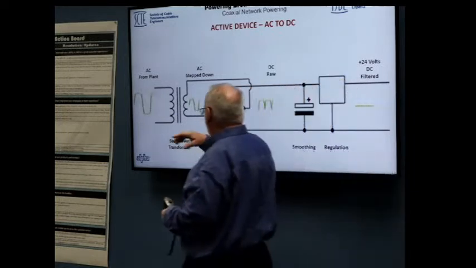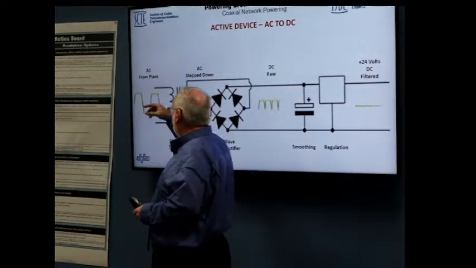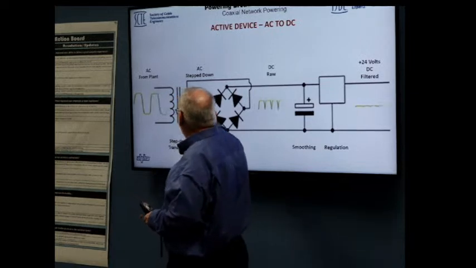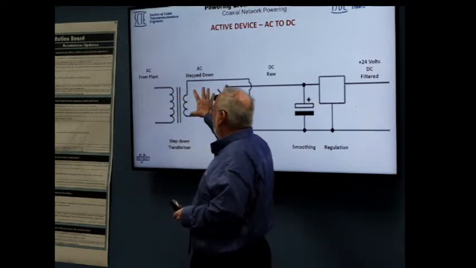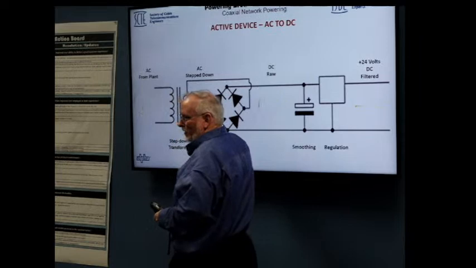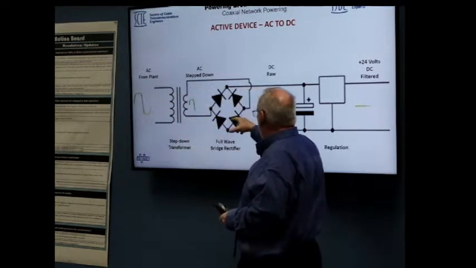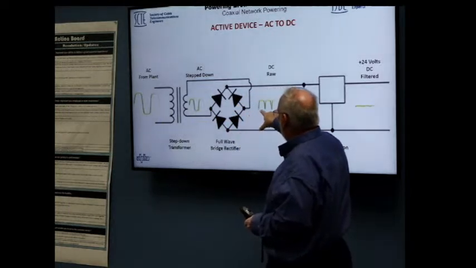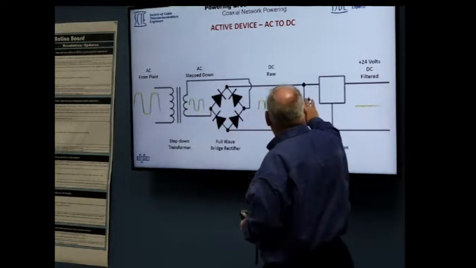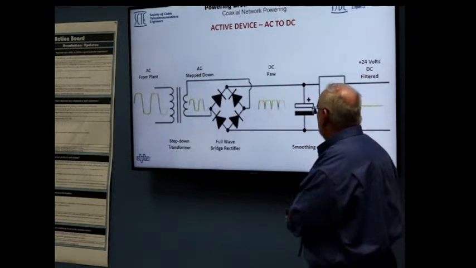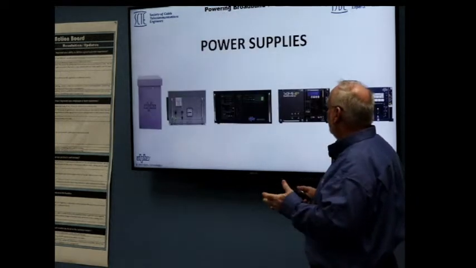The power comes in from the plant. This is a breakdown of the actual electrical circuit. It comes in, it's stepped down, possibly. This is old technology. The new technology, it's a switching regulator, but it's rectified. This is a full wave bridge rectifier. Comes in as a DC raw, then it's filtered, and it ends up looking like this toward the end, which allows it to be used for the amplification.